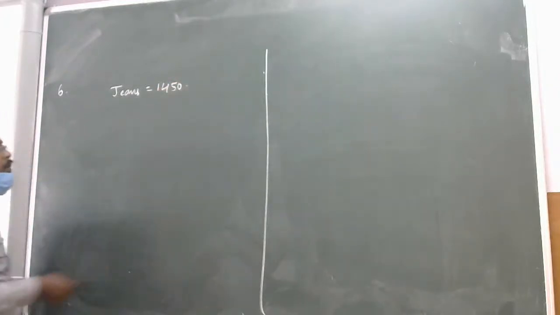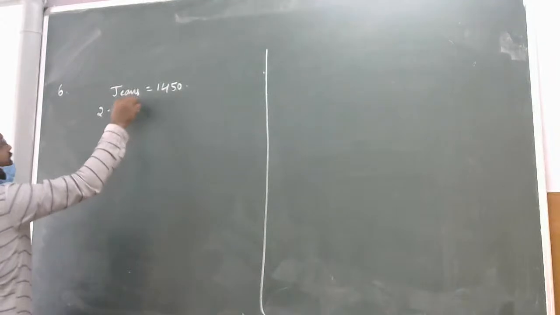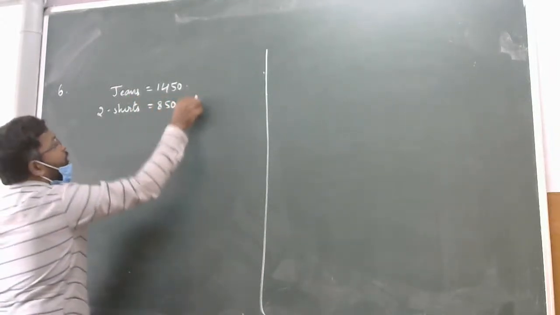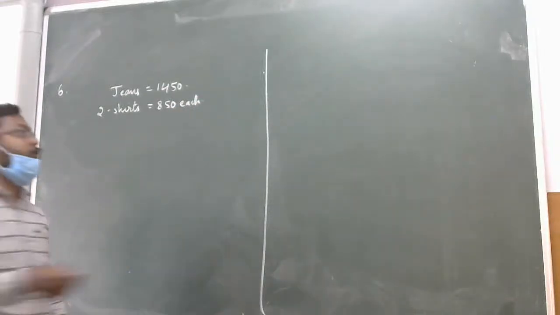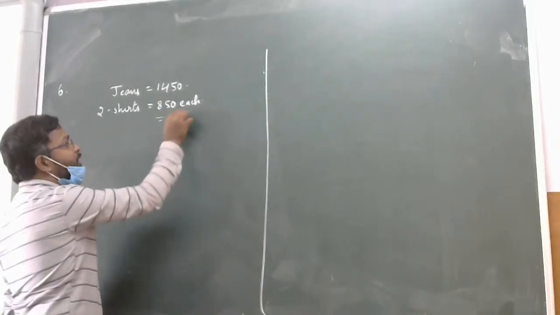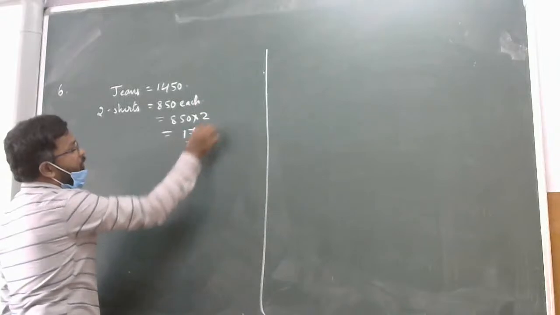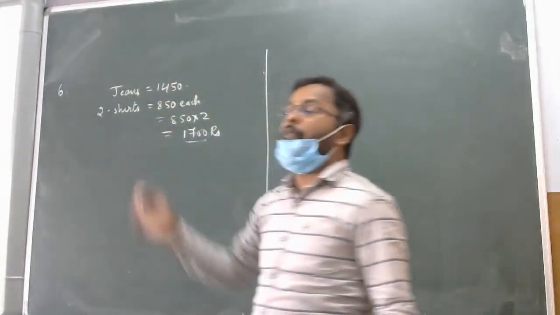For a pair of jeans, 1,450 rupees, and for 2 shorts, 800. It is 850 each. Yes, each, they are telling, so for one it is 850. Since he is taking 2, 850 into 2, 1,700. Now these are the MRP, marked price.